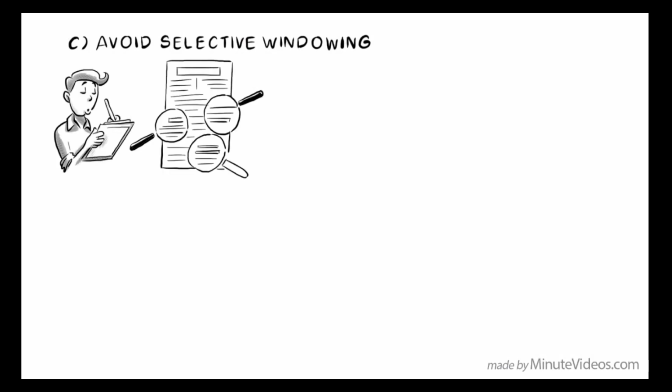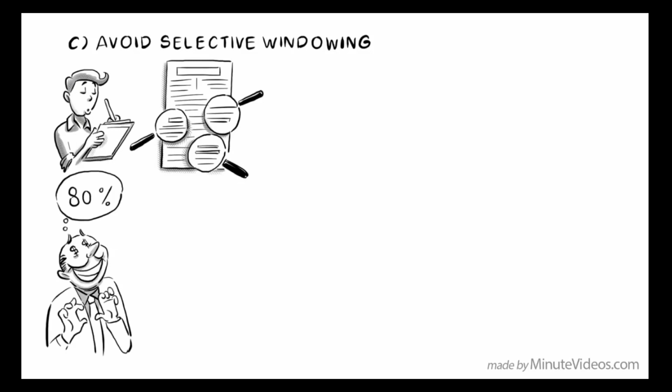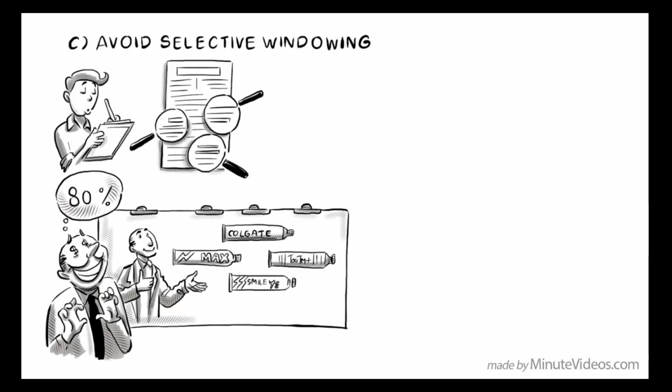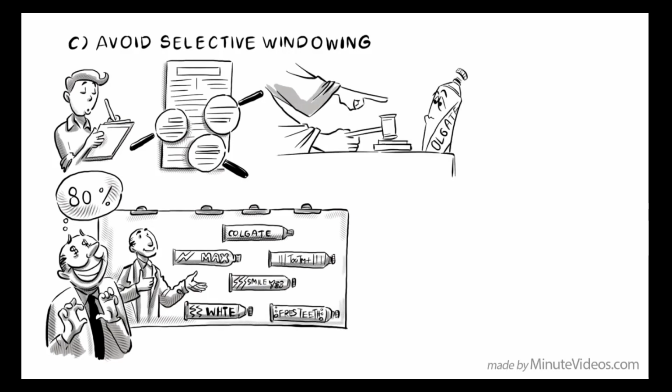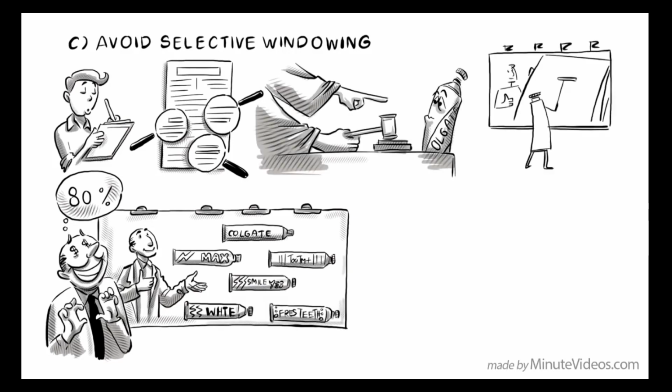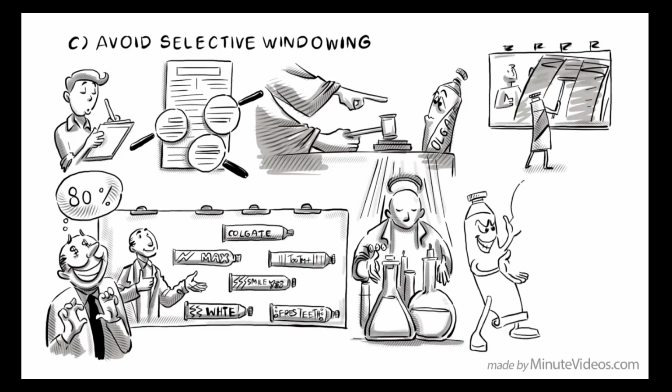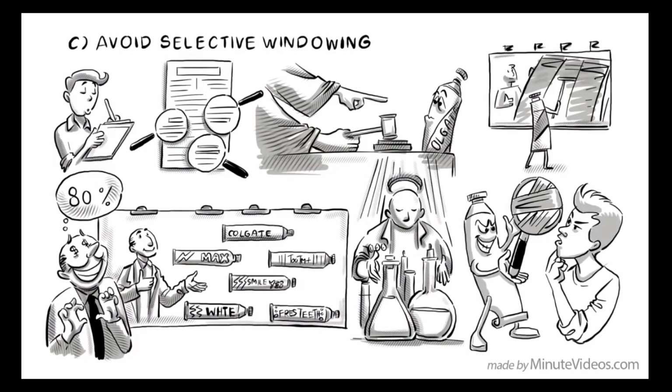C. Avoid selective windowing. When you publish, you've got to show all relevant facts. Colgate once ran an advertising campaign claiming that 80% of dentists recommend Colgate. What they didn't tell us is that when they asked dentists to select their preferred toothpaste, Colgate was just one of many other brands they also recommended. Colgate was later sued and forced to take down their misleading ads. The purpose of science is always to find out the truth and nothing but the truth. To use science to mislead us is wrong and terrible business practice.